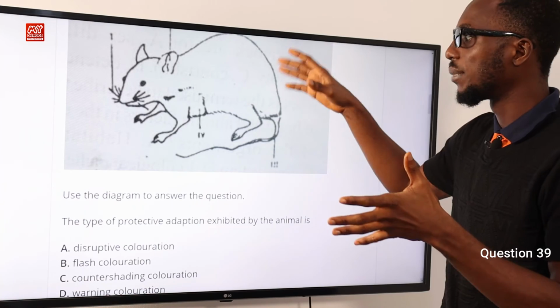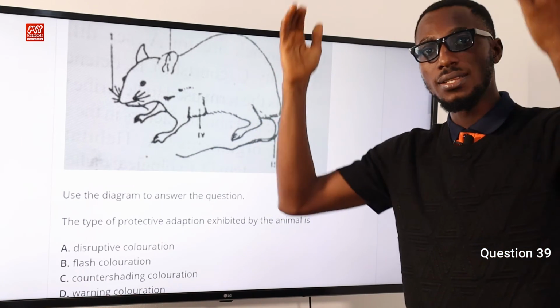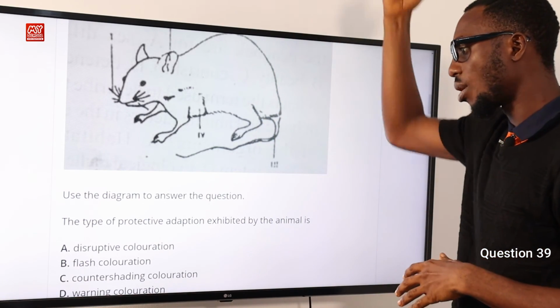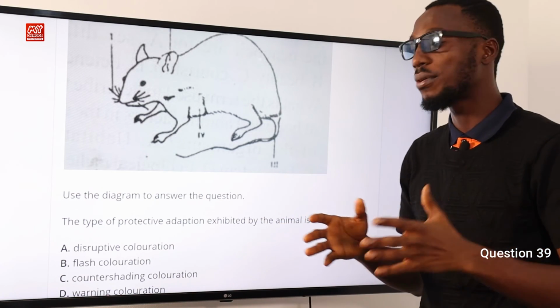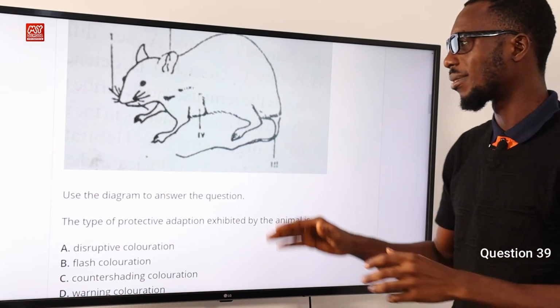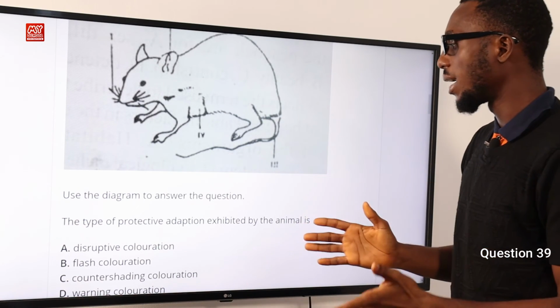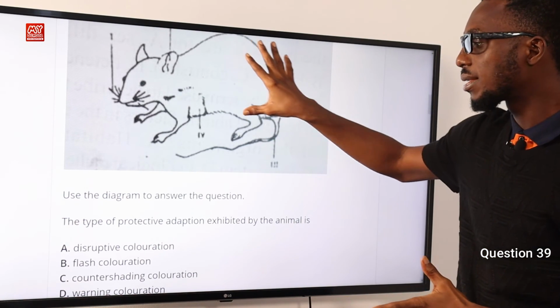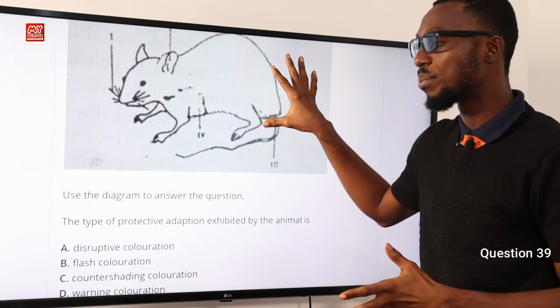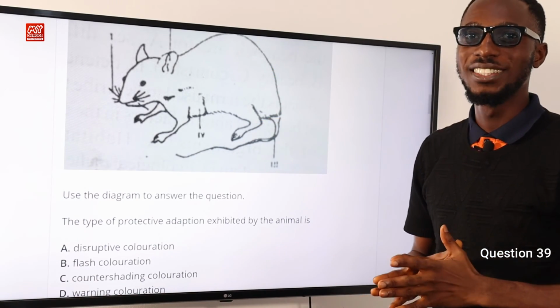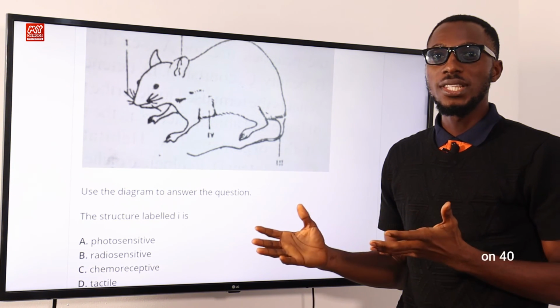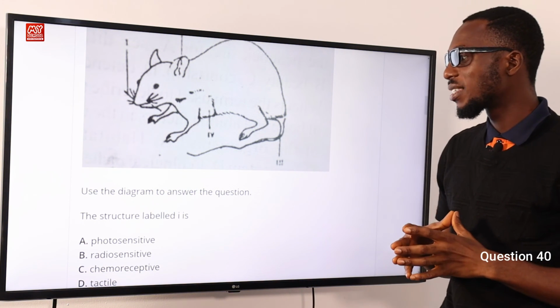This is prevalent in situations whereby light is usually coming from the top. You also observe this kind of coloration when it comes to fishes. So going back to the question, the kind of protective adaptation exhibited by this animal is counter shading coloration. So option C is very correct. Question 40. Use the diagram to answer the question.